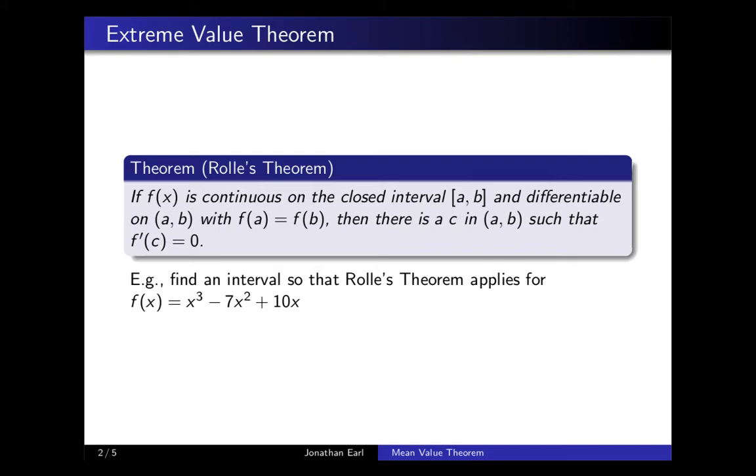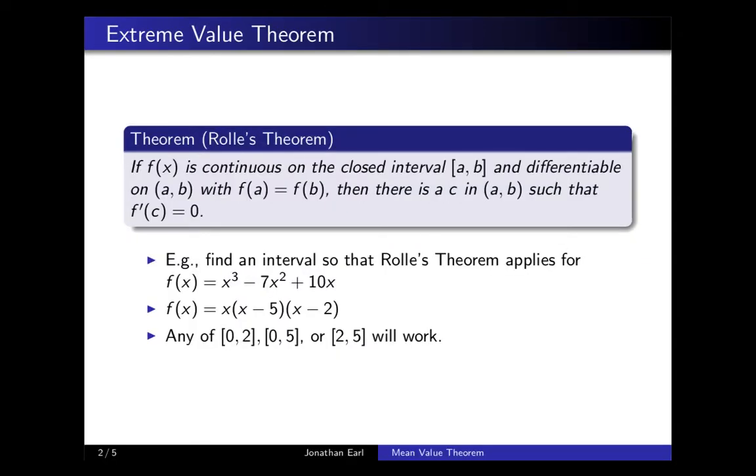Okay, so one illustration of this. So suppose that we want to find an interval so that Rolle's theorem applies for the function x cubed minus 7x squared plus 10x. So in other words, what we want to do is find 2 points so that f evaluates to the same thing at these 2 points. So the easiest way of doing this is finding a place where the function evaluates to 0.